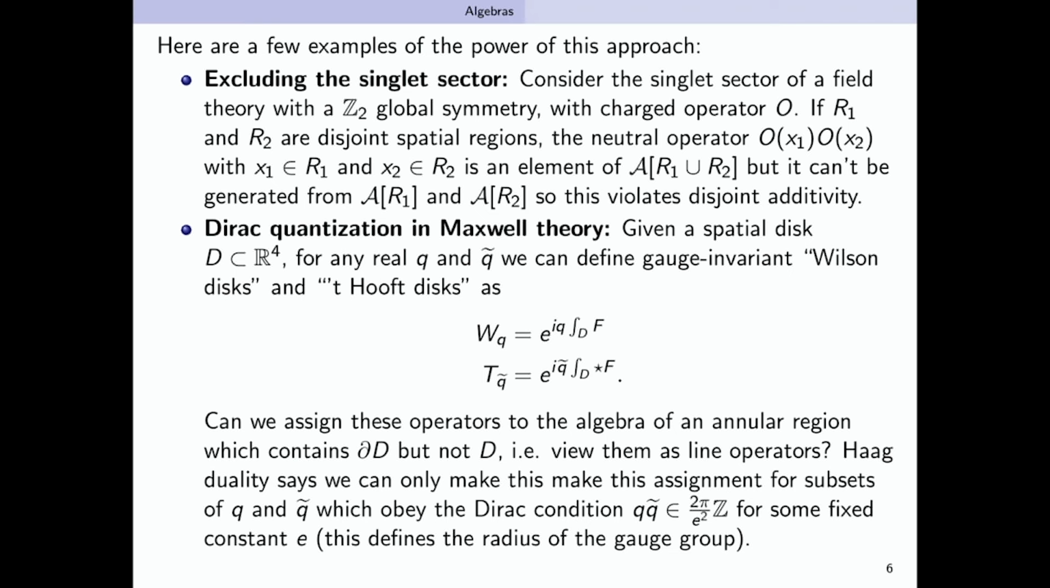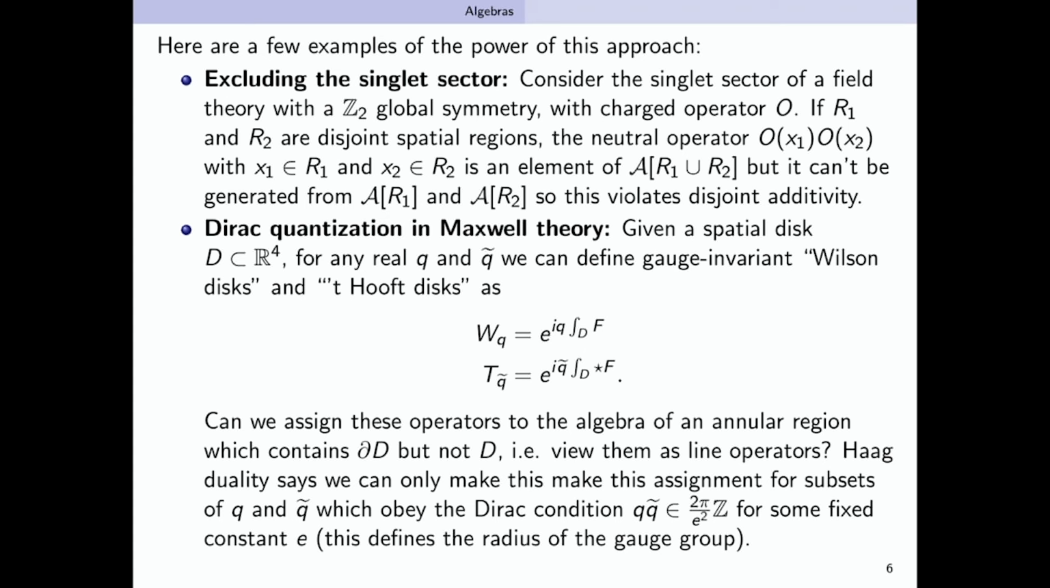So what do we mean when we say that q should be an integer or q tilde should be an integer? These disks are totally fine in Maxwell theory. But the issue is that you can consider an annular region which contains the boundary of the disk but not the disk. And then you can ask, is there a sense in which I can assign some of these operators to just live in that annular region containing the boundary of the disk and not containing the whole disk? If you want to do that, then your assignment of operators needs to be consistent with the axioms that we discussed of the operator algebras.